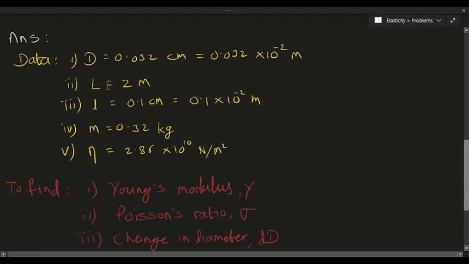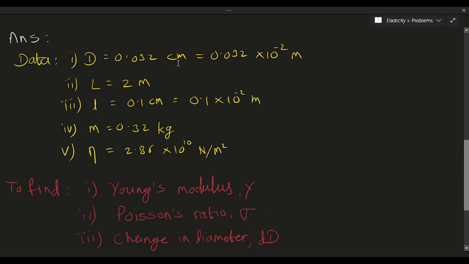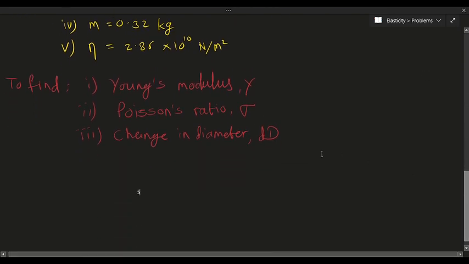We have a steel wire which is 2 meter in length and its diameter is 0.032 centimeter, and a load of mass 0.32 kg is suspended from the lower free end of the wire, due to which the length of the wire increases by an amount 0.1 centimeter. So this information is sufficient to calculate Young's modulus. We use the definition of Young's modulus to calculate it.